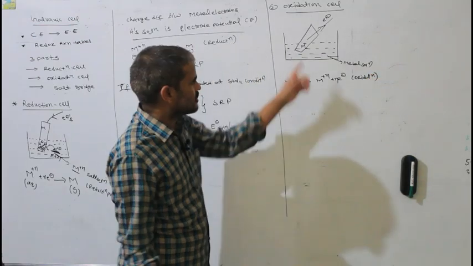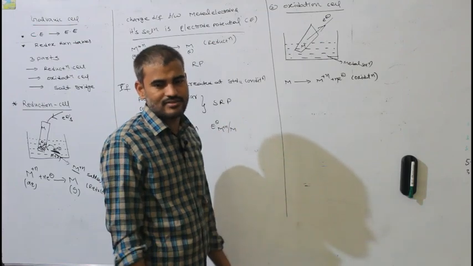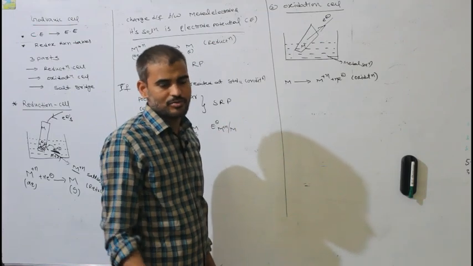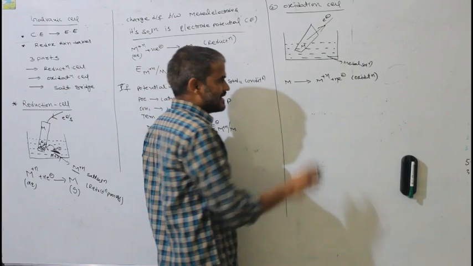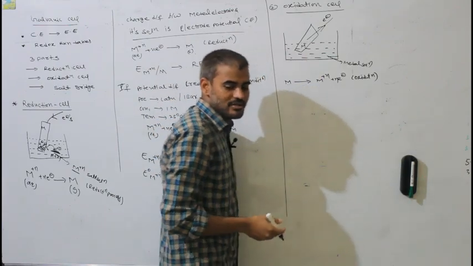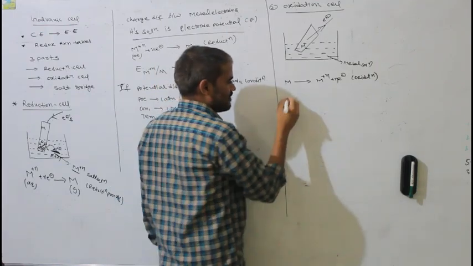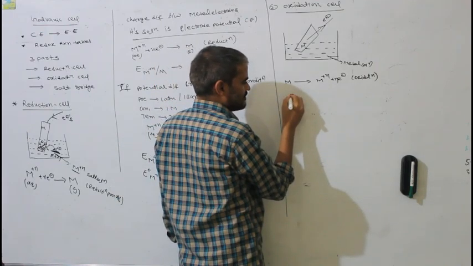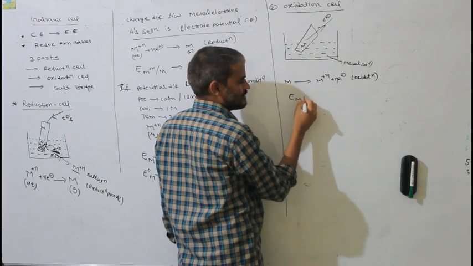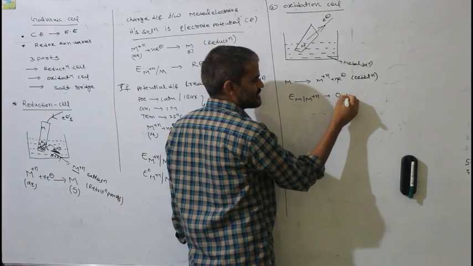Here also, in the solution and electrode, some charge difference will be created, which is called an electrode potential. But here this potential is created during oxidation, so it will be called an oxidation potential. We will denote it like E M/M^n+. It is called oxidation potential.